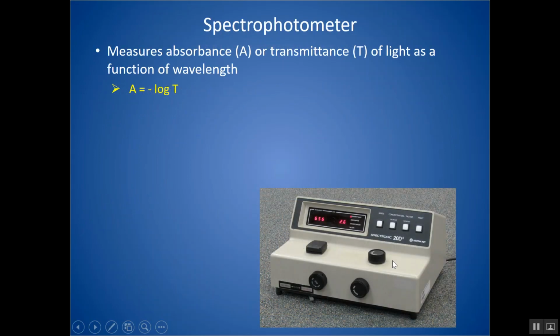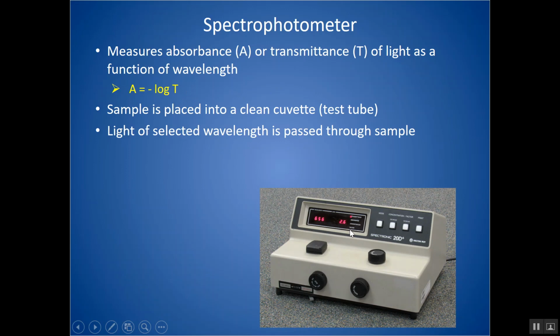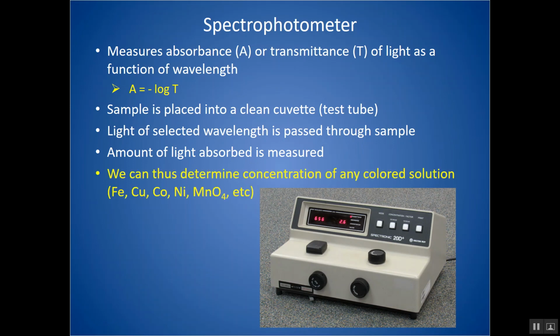So how do you measure absorbance? You do that with a spectrophotometer, which measures absorbance A or transmittance T. Absorbance is just the negative log of transmittance. What you would do is place your sample in a clean test tube and put it into your spectrophotometer. The spectrophotometer passes light of a selected wavelength through that container, that cuvette or test tube. You can set the wavelength to whatever you want, and it passes only that wavelength through, and then it measures the amount of light in that wavelength that was absorbed by your solution.